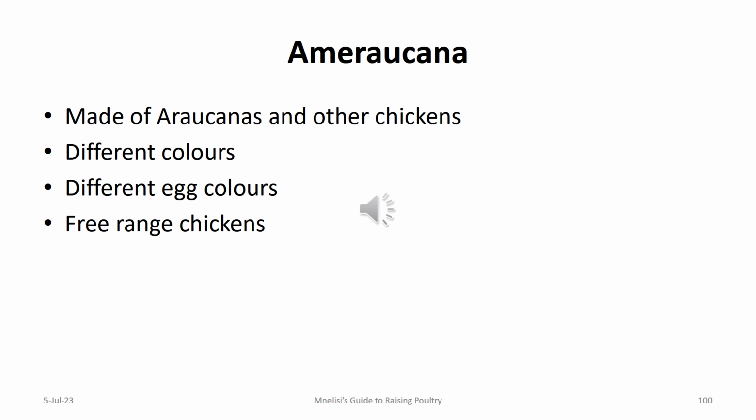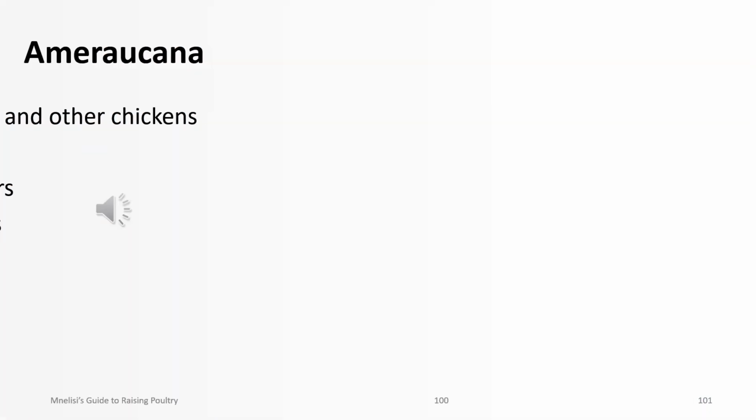Araucana. This chicken is made of Araucanas and other chickens. They come in different colors. They lay different egg colors. They are good as free-range chickens.